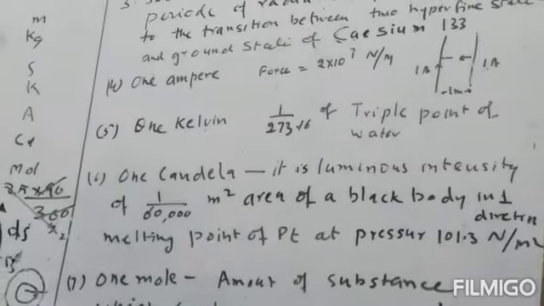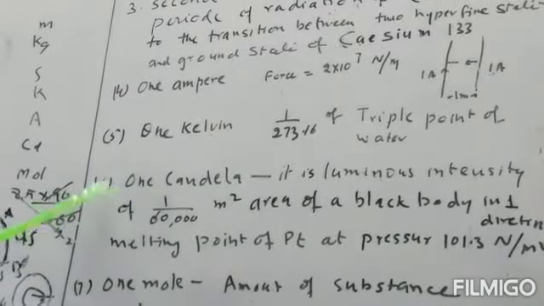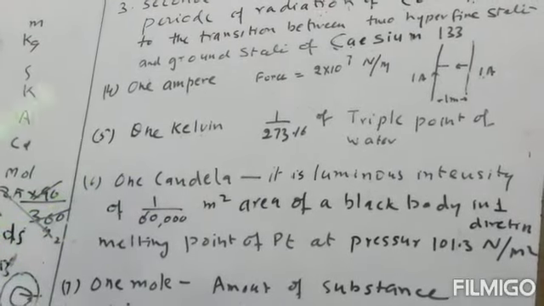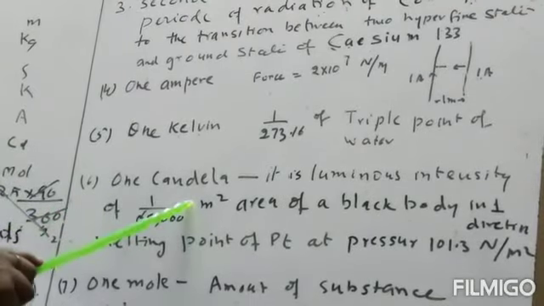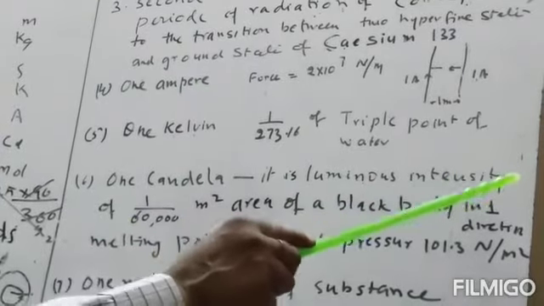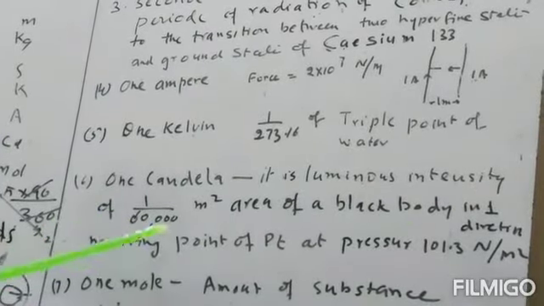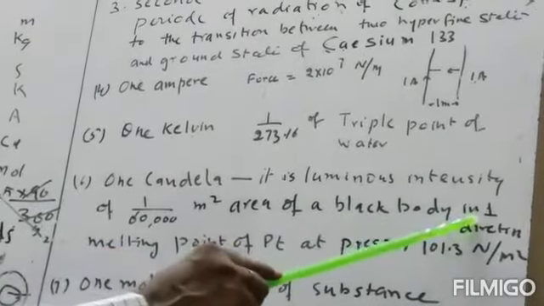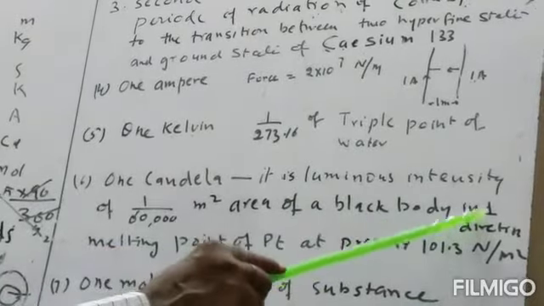Once I repeat it again. So 1 candela is the unit of luminosity, of 1/60,000 meter square area of a black body in the perpendicular direction at the melting point of platinum, and the pressure is 101.3 Newton per meter square.